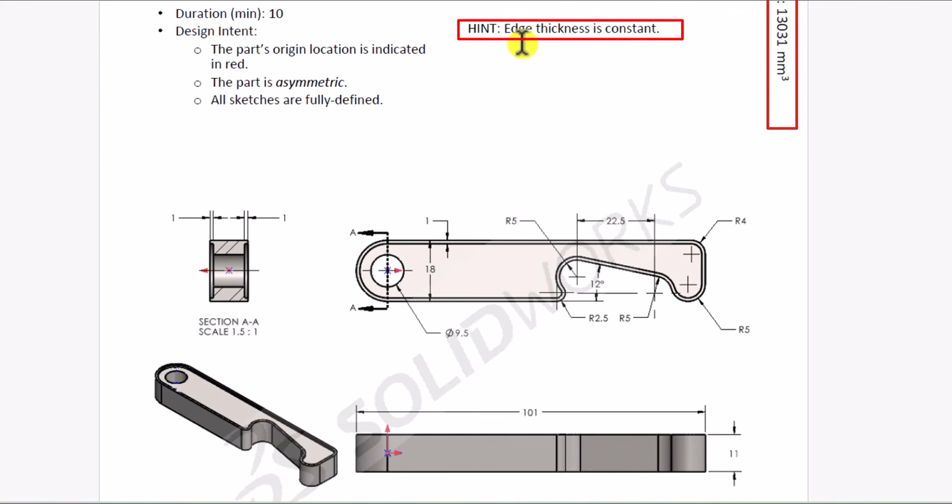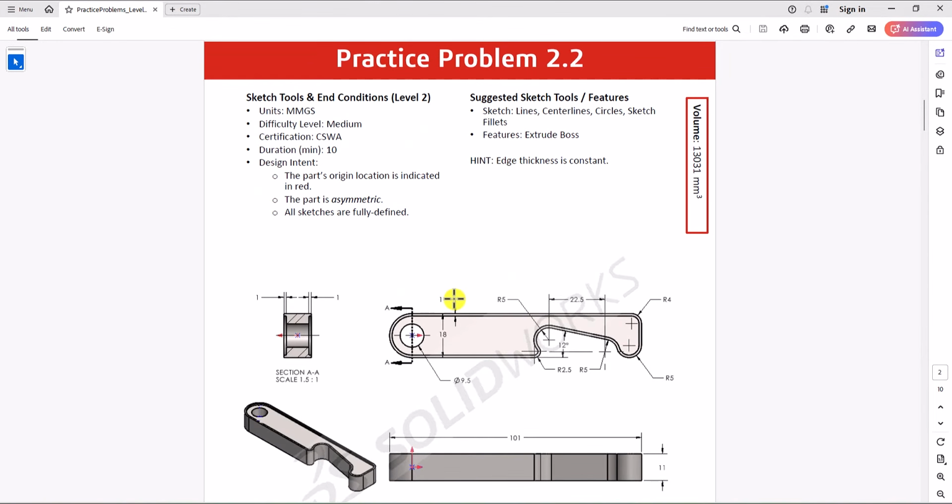What is mentioned here is basically they're saying that the thickness of the edge is constant everywhere. If you look at the top view, you can see that we have the edge around the geometry. And here you can see that the thickness of the edge is 1 millimeter. Basically, they're saying that this 1 millimeter is constant everywhere. Now, with this introduction, let's go to SolidWorks and start modeling this part.